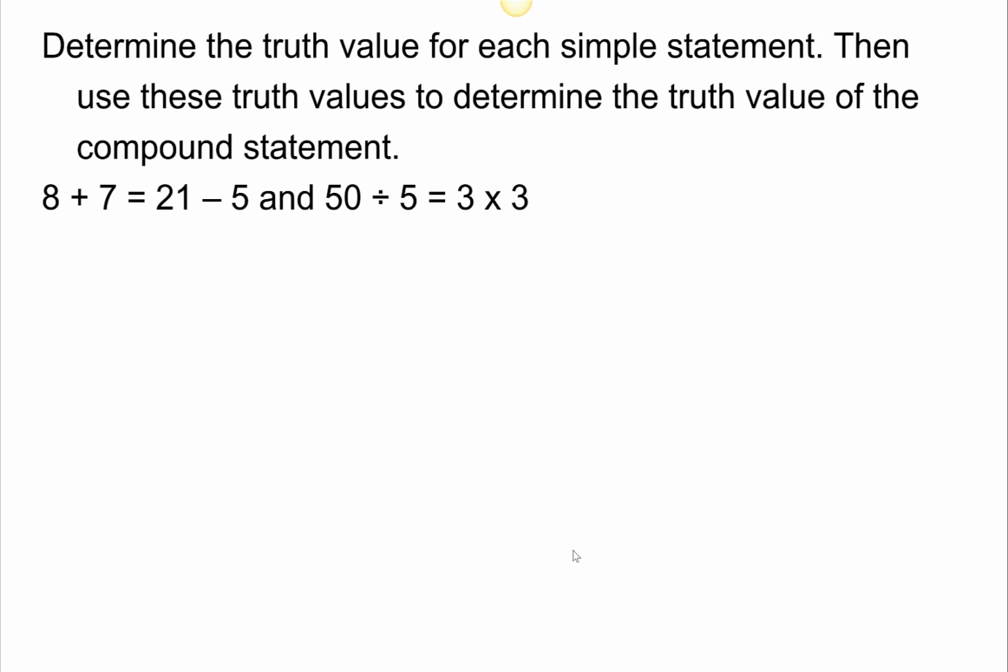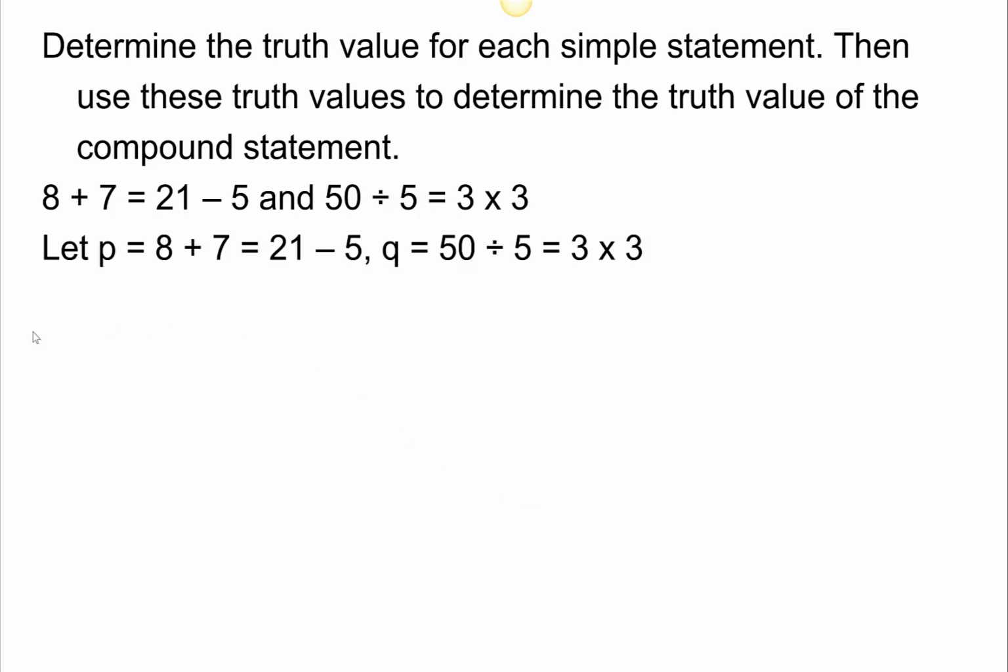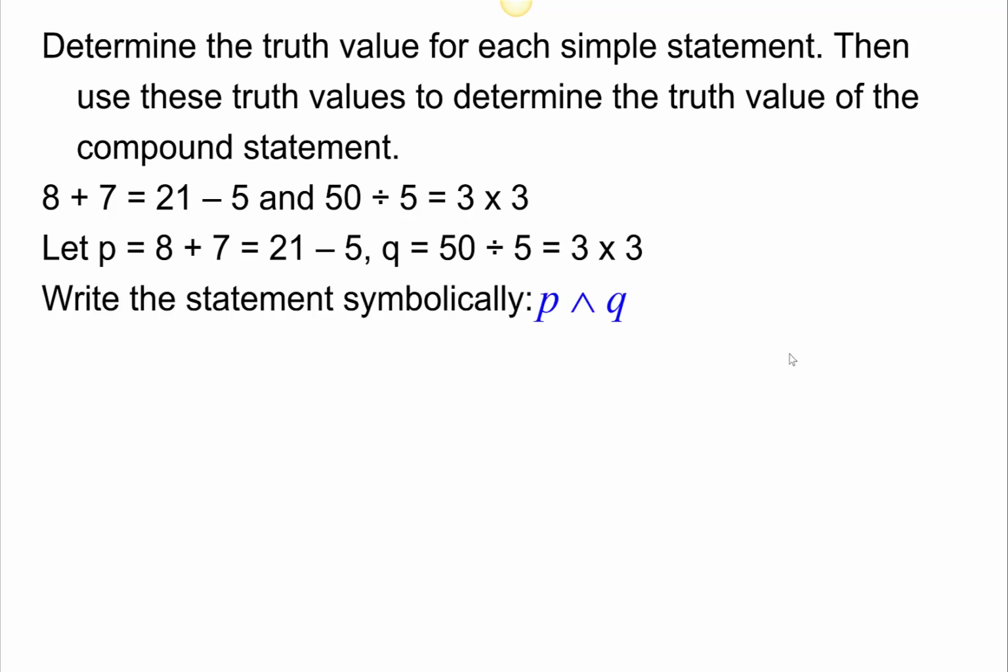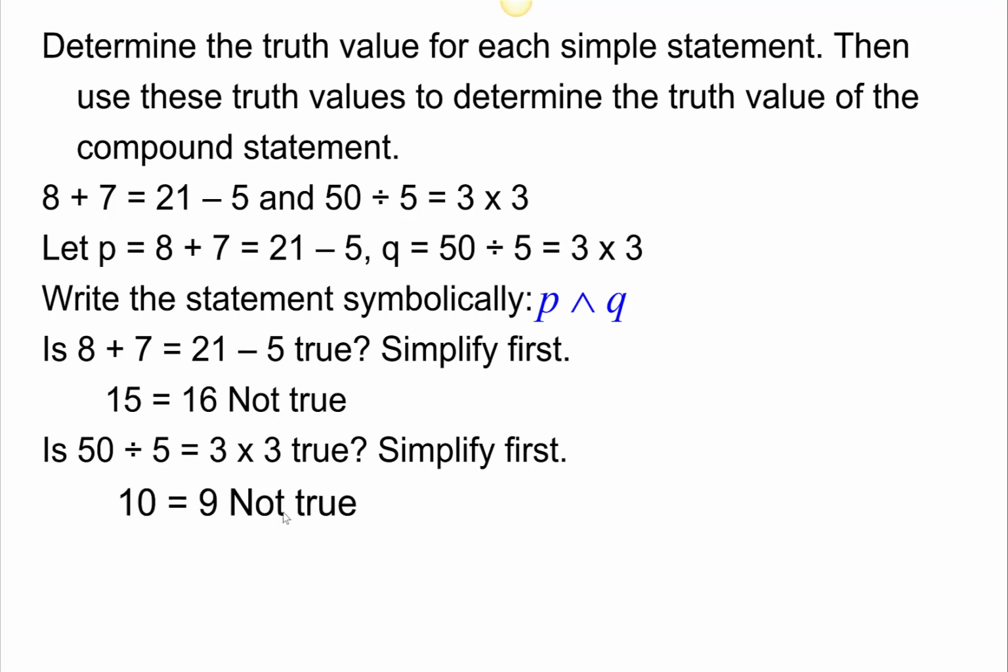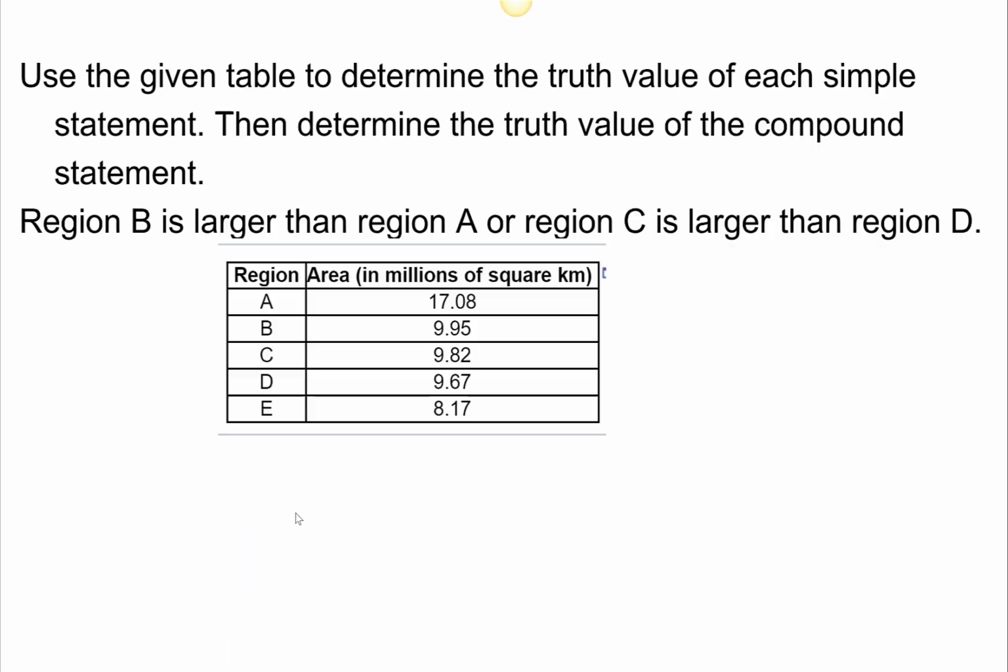Determine the truth value for each simple statement, then use these truth values to determine the truth value of the compound statement. So we'll let P be the first simple statement, 8 plus 7 equals 21 minus 5, and then we'll let Q be 50 minus 5 equals 3 times 9. First we're going to write our compound statement symbolically: P or Q. Is the first statement true or false? Let's simplify it first. So we've got 15 equal to 16, not true, so that's false. And then the second simple statement, we have 10 equal to 9, not true. So we have a false and a false, so our compound statement is false.